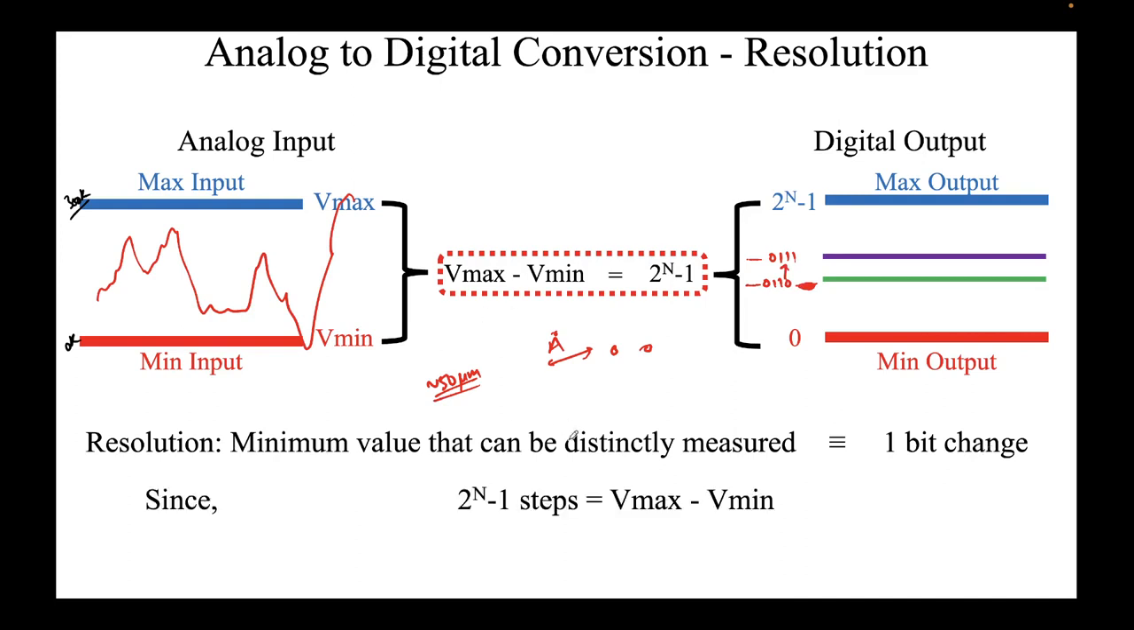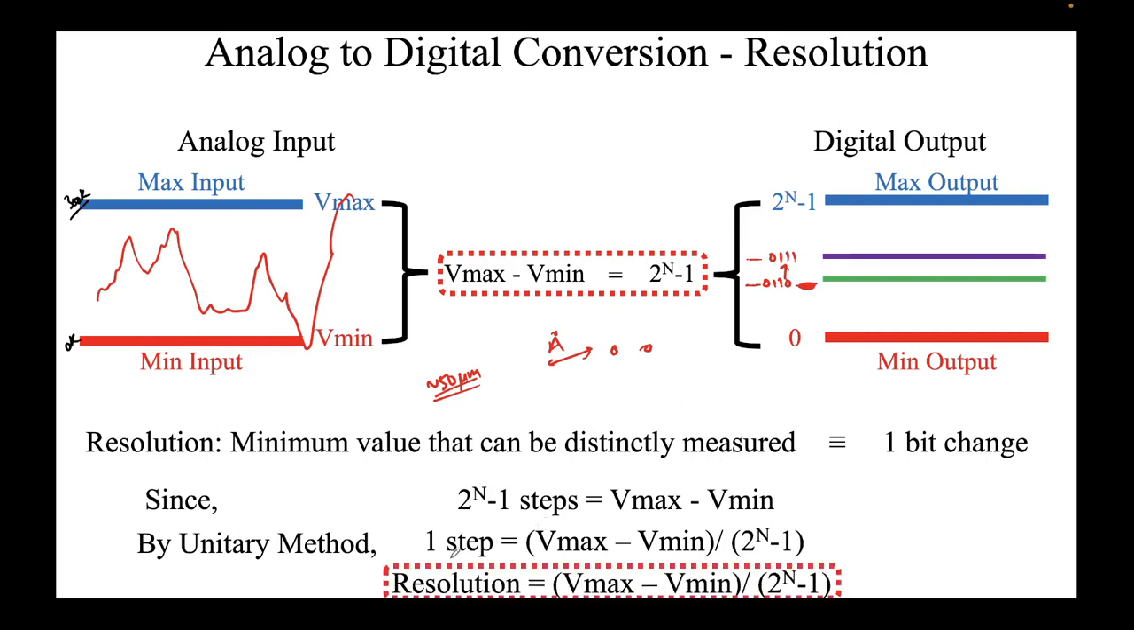Now we know that there are 2 to the power n minus 1 steps here. There are distinct levels. 2 to the power n minus 1 steps is nothing but Vmax minus Vmin. We just saw that, because the output is nothing but a representation of the input. Simply by the unitary method, we can say that one step equals Vmax minus Vmin over 2 to the power n minus 1. And note that this is nothing but the definition of resolution. If you take one step from here to here, only 1 bit change, that is your resolution. Okay, so this is the formula for resolution which you can try to remember.